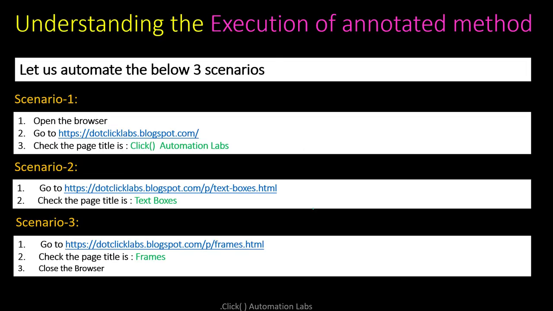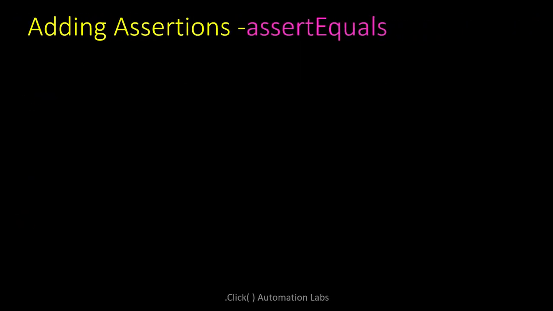Let's move on to the next topic, adding assertions. As I said, assertions are verifications or checkpoints, meaning we are comparing actual with expected. If there is any mismatch, the assertion will fail and that will be noted in your HTML result file. TestNG generates an HTML result file, which I will show you.